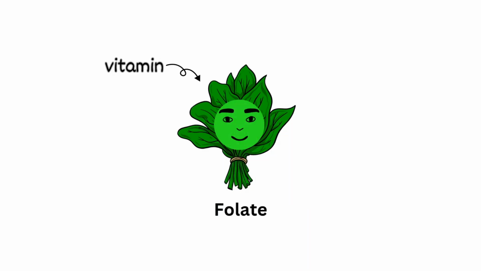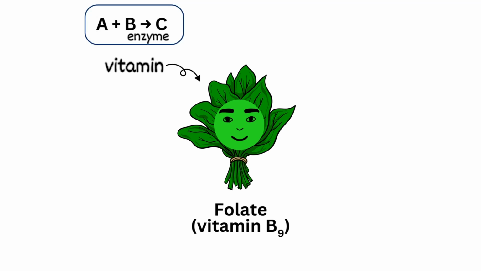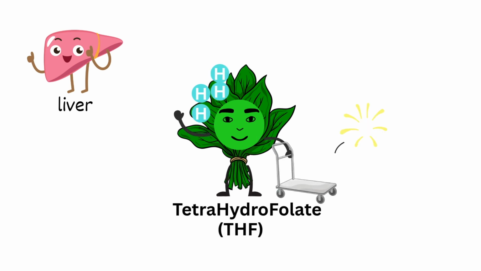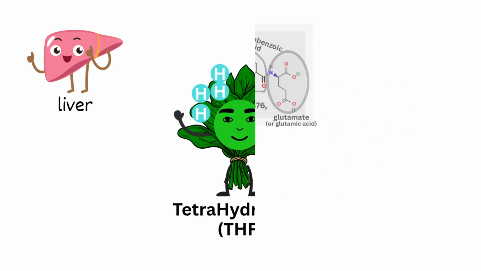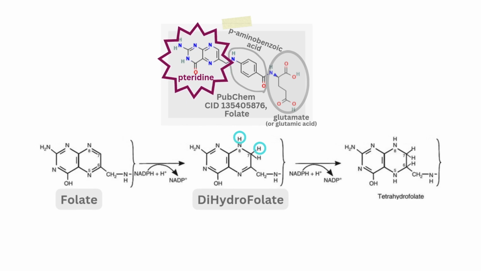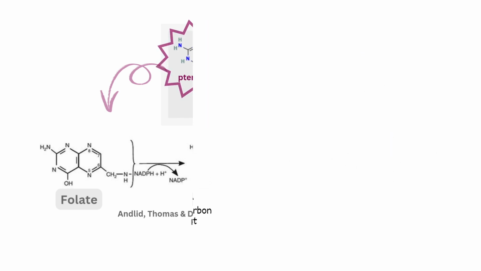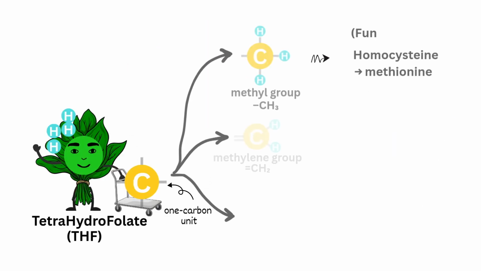Hello, I'm folate, also known as vitamin B9. I support chemical reactions happening in your body. I get activated in the liver. When two hydrogens are added to me, I loosen up and become an active form that can join chemical reactions in the body. Once I'm activated, I can carry one carbon molecules.